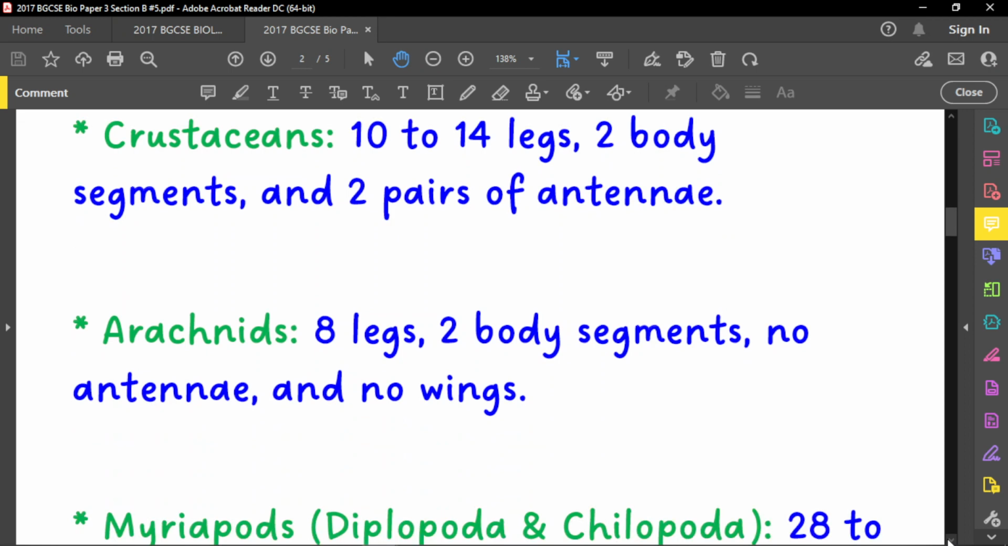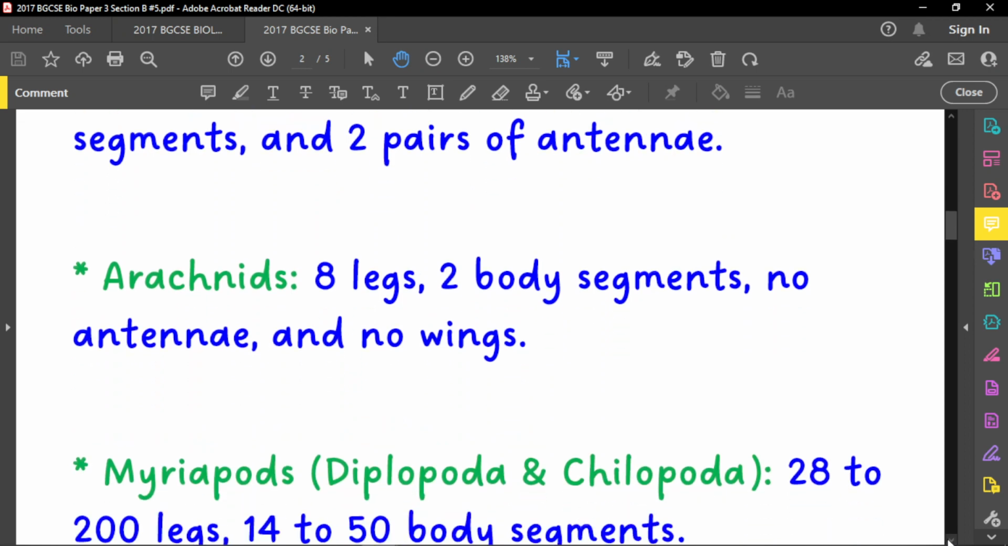All right, for arachnids now, arachnids like spiders, if you're Spider-Man, yeah. So you have 8 legs generally. Well, they have 8 legs typically, 2 body segments, no antennae at all, and they have no wings.